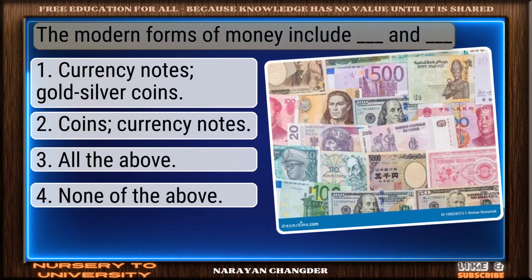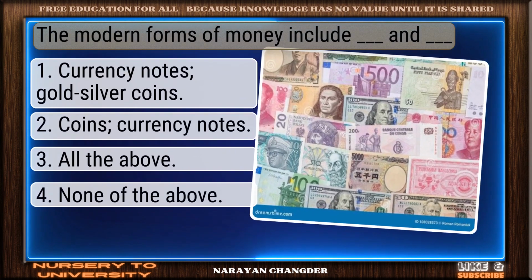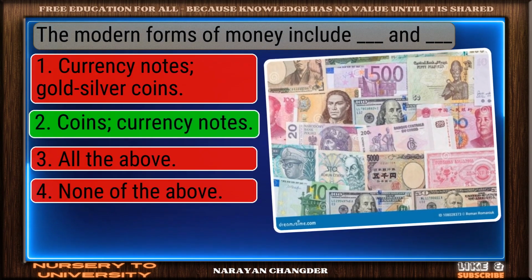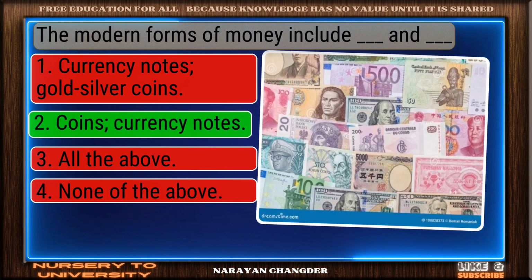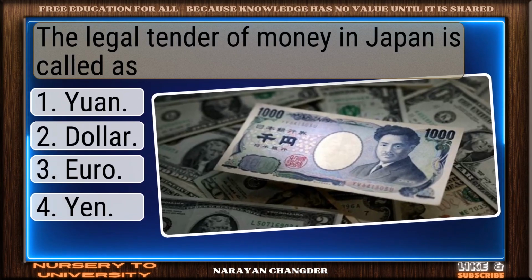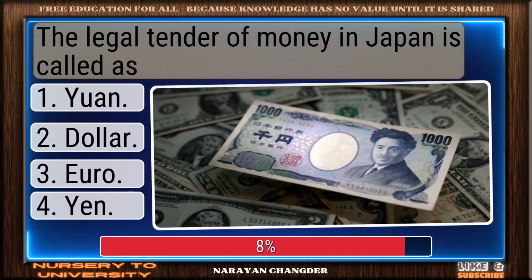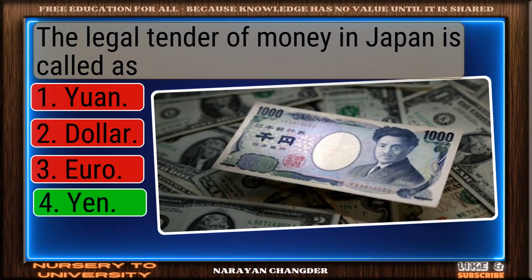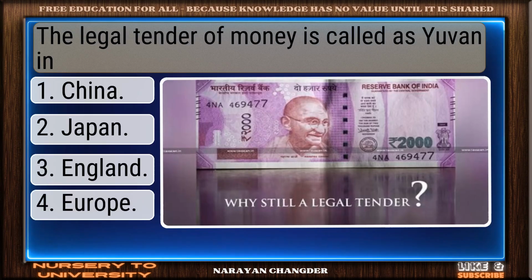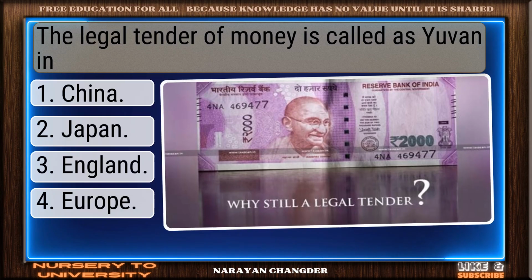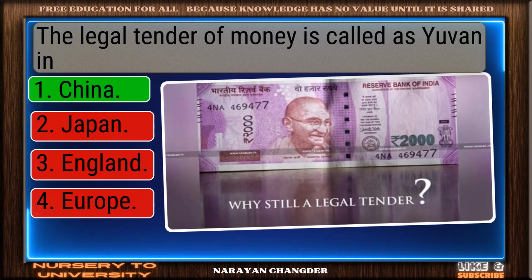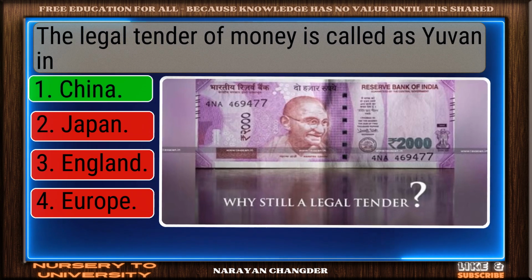The modern forms of money include dash, dash and dash. Exactly. Coins, currency notes make sense. The legal tender of money in Japan is called as... Correct response. Yen is accurate. The legal tender of money is called yuan in... Right again. China is valid.